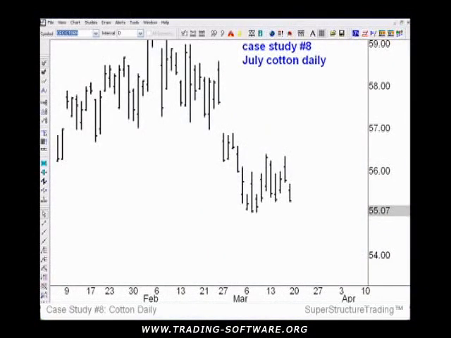Case study number 8, the July cotton daily chart. Suppose you come home from work, update your charts, and see this cotton chart. As you look at that last bar, you see that it has exactly the same low as this pivot low. Looking back further, you also see that you do have a series of lower pivot highs and a series of lower pivot lows.